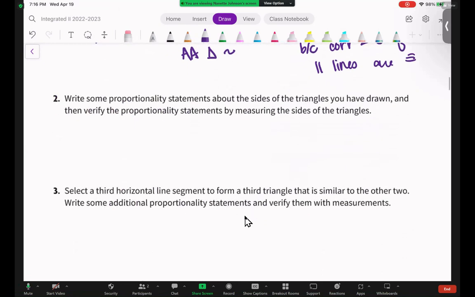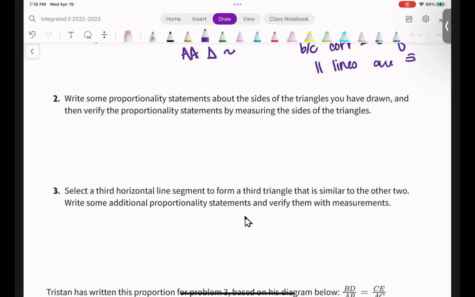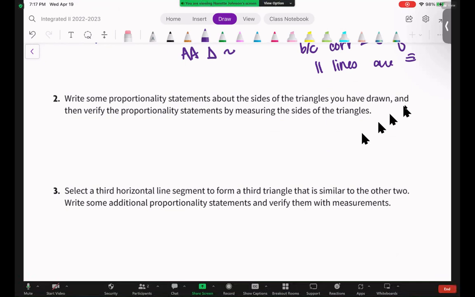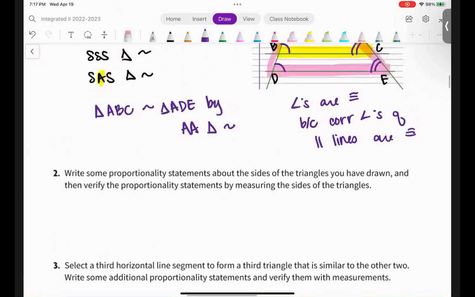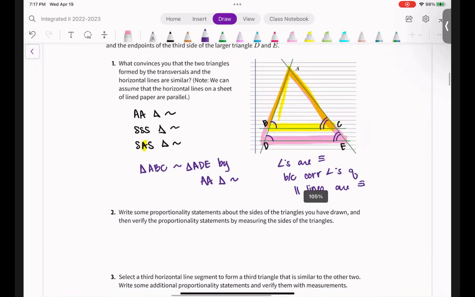It says, write some proportionality statements about the sides of the triangles that you have drawn, and then verify the proportionality statements by measuring the sides of the triangles. Okay, so I don't have a ruler, so you're going to have to do this part. I'm going to write some proportionality statements, and there's a lot of them. So I'm going to write one set, and then I want you to find some more.